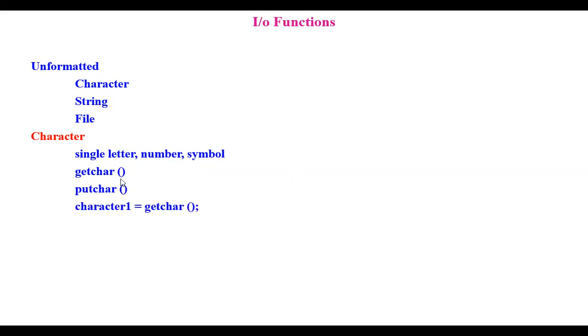Suppose I want to read this one character. So getchar is the function I am using. Whatever value you give is assigned to ch1, which is the variable. And putchar, within brackets, I have written this variable. So whatever the value of ch1 is, that is displayed by putchar. That's how the display functions.